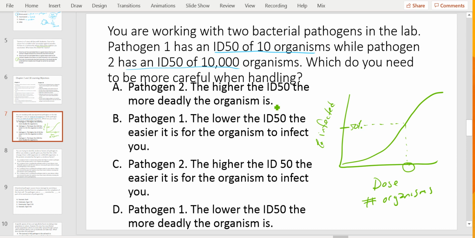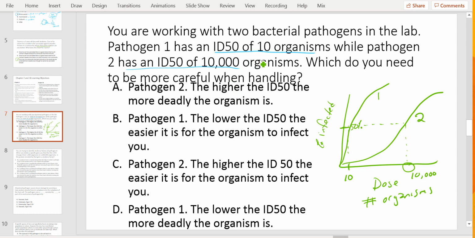And so in this problem, we've got 2 pathogens. One had an ID 50 of 10, and one has an ID 50 of 10,000. So we'll say this would have been pathogen 2. Down here is our 10,000. An ID 50 of 10 would be something like this, where we've got our 50% here. So this, say, would be pathogen 1. And it wants to know what do we need to be more careful when handling.